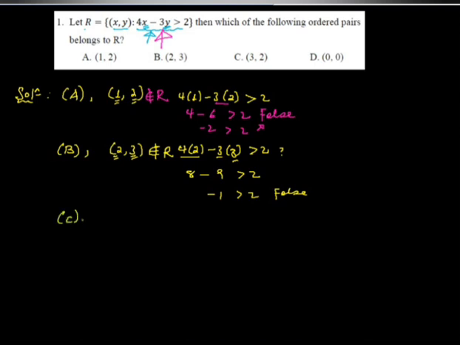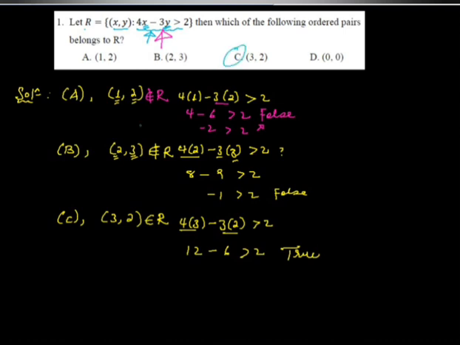So let's check for C. In C we do have (3, 2). So 4 times x minus 3 times y greater than 2. We will check this condition. 4 times 3 is 12, 3 times 2 is 6. 12 minus 6 is 6, which is greater than 2, which is true. Therefore (3, 2) can be a member of R. የአር ሜምበር መሆን የሚችለው የትኛው ነው የሚለው ነው። So obviously C can be the answer.